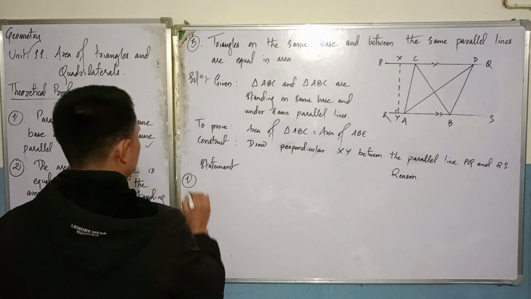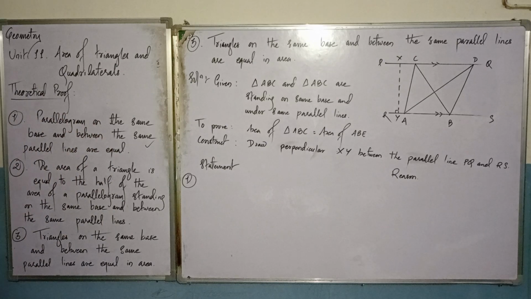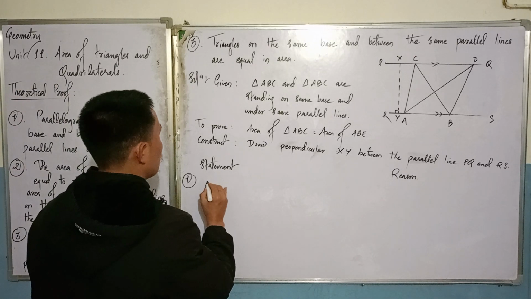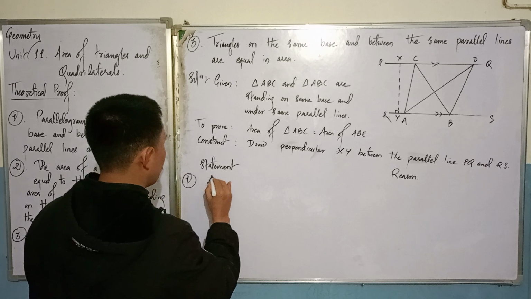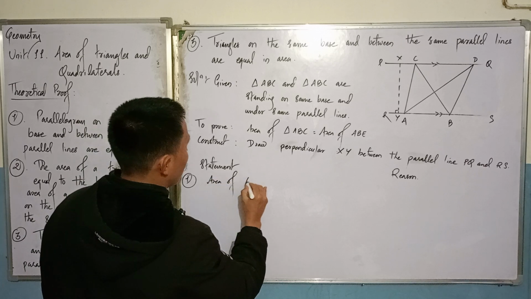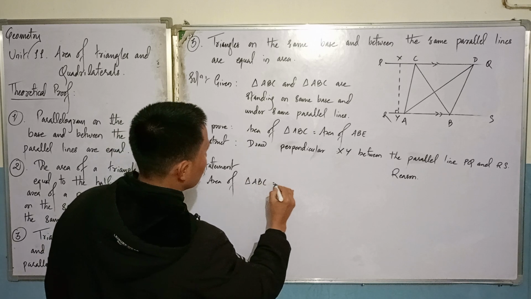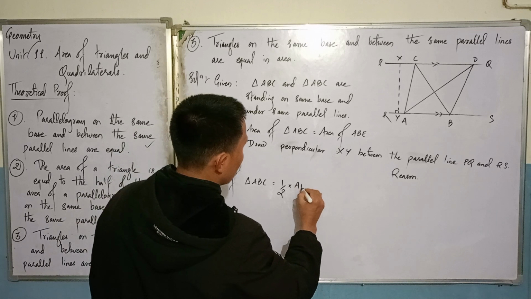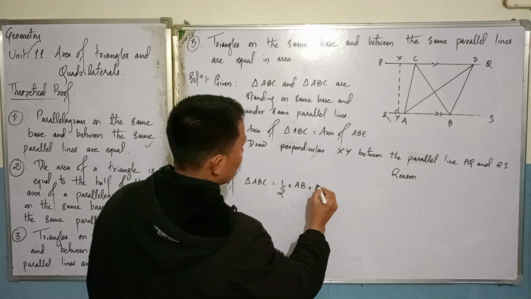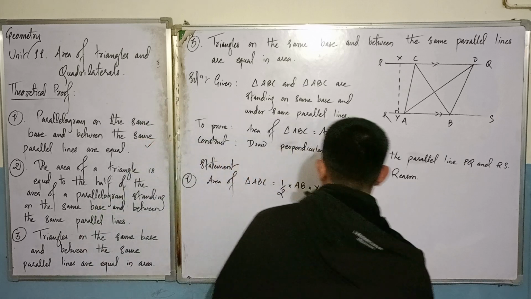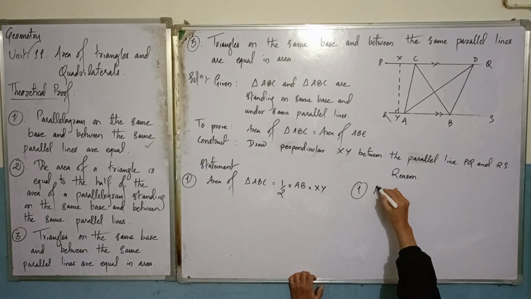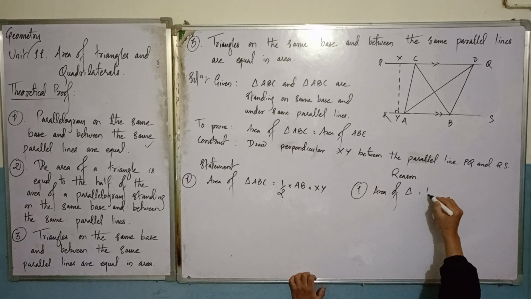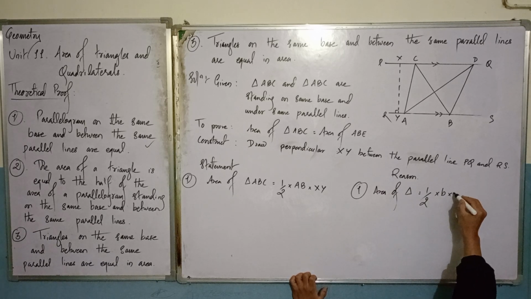Okay, first one. In first one, you just write area of triangle ABC. This area of triangle will be 1 by 2, here base will be AB and height will be XY. And the reason you give is area of triangle is equals to 1 by 2 base into height.